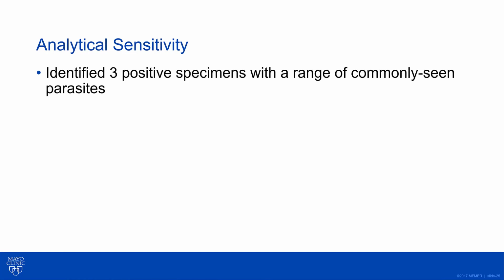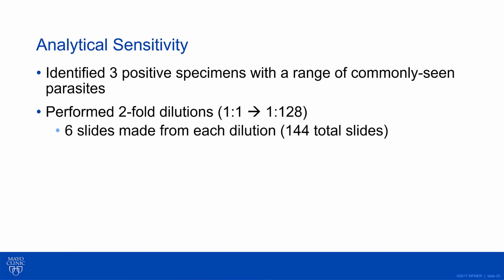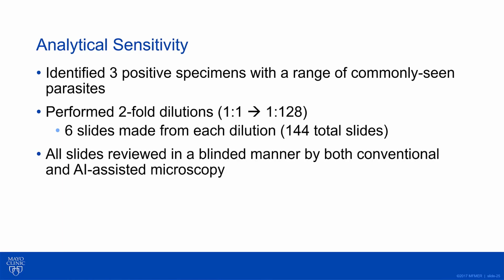And then last but not least, we looked at analytical sensitivity. That is, using artificial intelligence and comparing it to manual microscopy, what was the lowest dilution of a specimen we could still detect? So we identified three positive specimens with a range of commonly seen parasites. We performed two full dilutions, going from a 1-to-1 dilution down to 1 to 128, and we made 6 slides from each dilution, so a total of 144 slides, and then all slides were reviewed in a blinded manner by both conventional and AI-assisted microscopy.